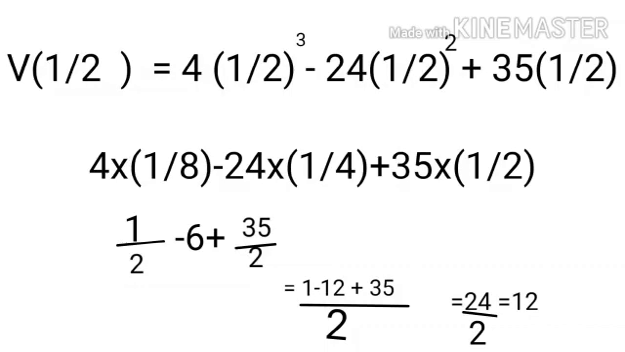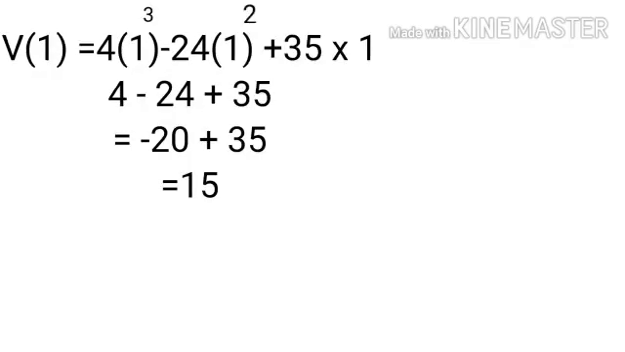So, 4 into 1 by 8 minus 24 into 1 by 4 plus 35 into 1 by 2, which is equal to 1 by 2 minus 6 plus 35 by 2. That is equal to (1 minus 12 plus 35) by 2, which is 24 by 2, equal to 12. Then V of 1 is equal to 4 into 1 cube minus 24 into 1 square plus 35 into 1. Substitute 1 in place of x. Therefore, 4 minus 24 plus 35, that is equal to minus 20 plus 35, which is 15.